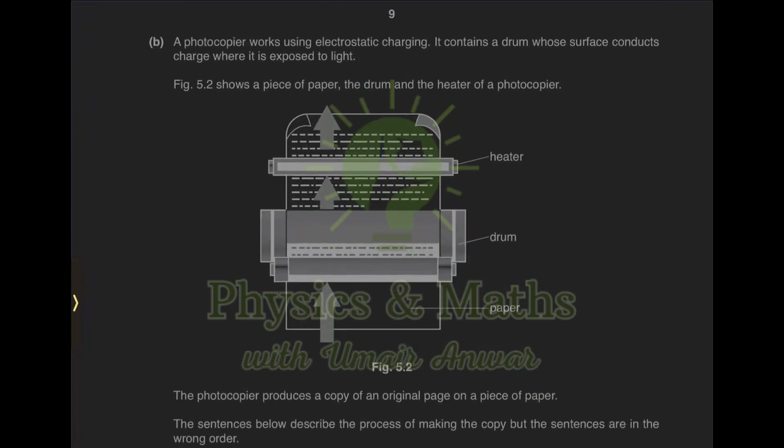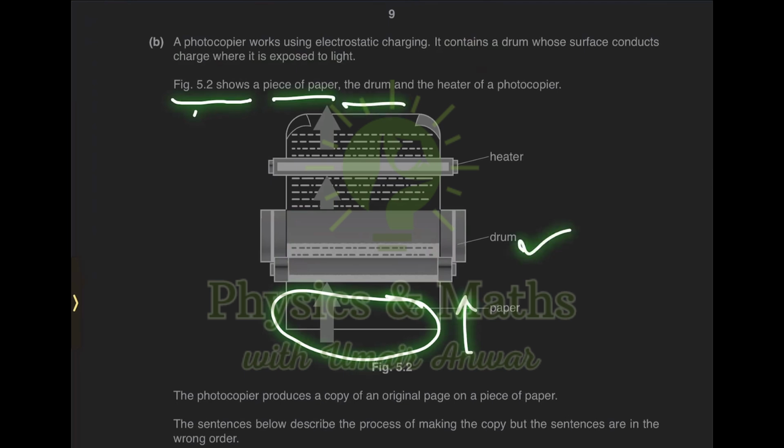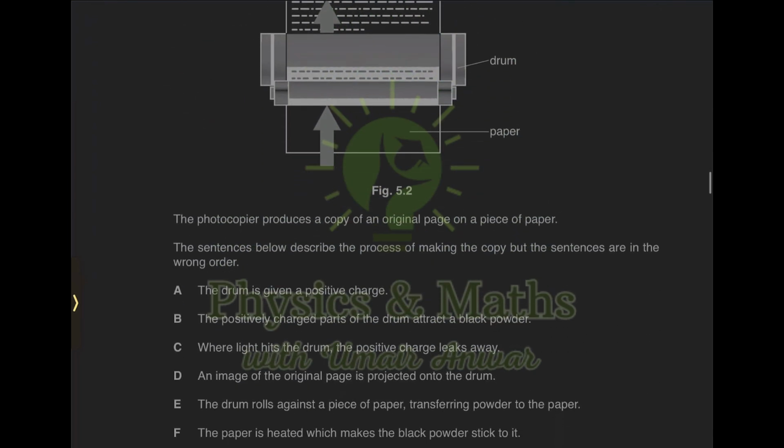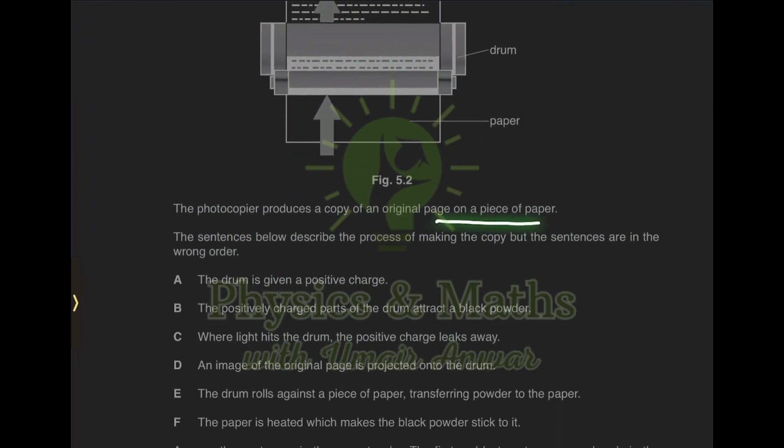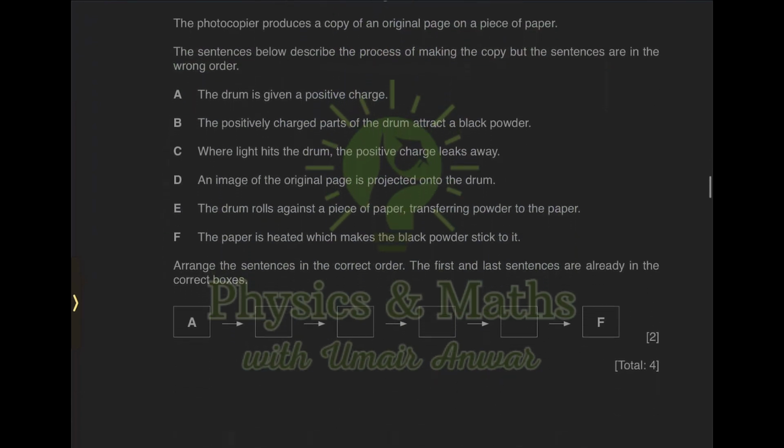The next part says a photocopier works using electrostatic charging. It contains a drum whose surface conducts charge where it is exposed to light. So this is the drum that we are talking about. The place where the light is going to fall on the drum, it is going to conduct the charge. Figure 5.2 shows a piece of paper. This is the piece of paper which is going through the machine, the drum already mentioned, and the heater of the photocopier. This is the heater which is present after the drum. The photocopier produces a copy of an original page on a piece of paper. The sentences below describe the process of making the copy, but the sentences are in the wrong order. Arrange the sentences in the correct order.